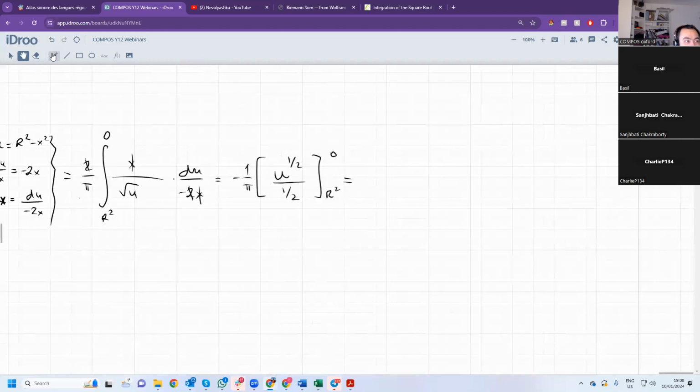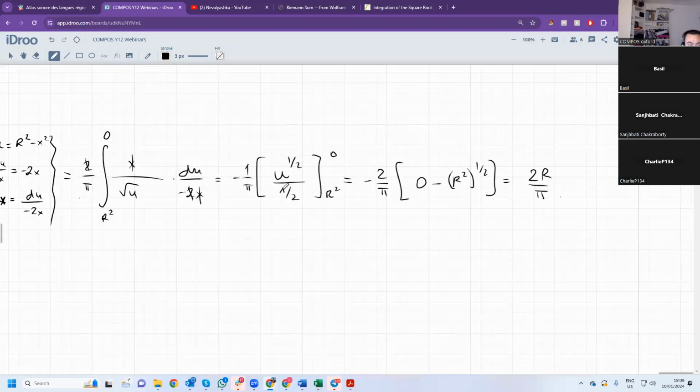And that is minus 2 over pi times 0 minus r squared to the power 1/2, which is 2r divided by pi. Because I've taken this 1/2, I've taken it and put it here. The 2 goes up, minus 2 pi, the 2 pi r, 2r over pi.